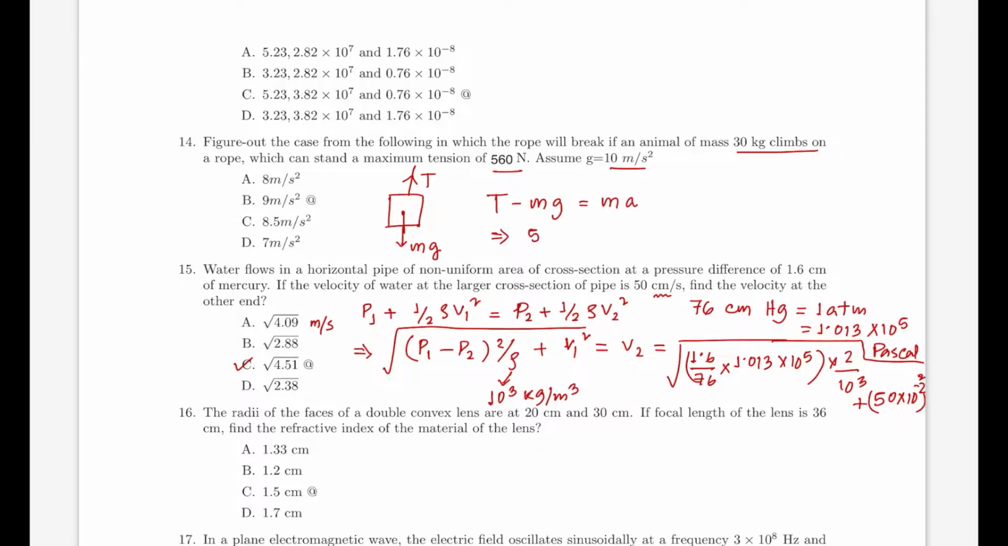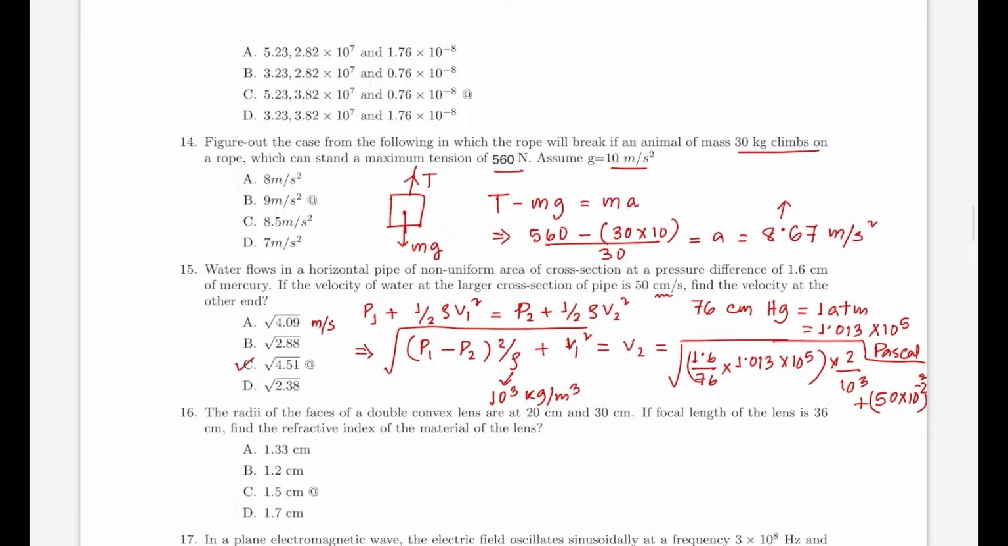560 minus 30 into 10 divided by 30 is a, and if you calculate this, the numerator is 260 by 30, you will see it comes as 8.67 meter per second square, and if you truncate this to one number, then it would be 9 meter per second square, because the first number after the decimal is greater than 5. So in approximation it would be 9 meter per second square. Option B.